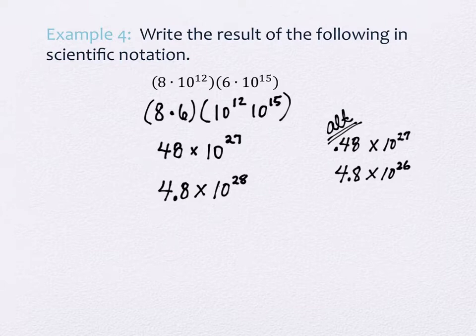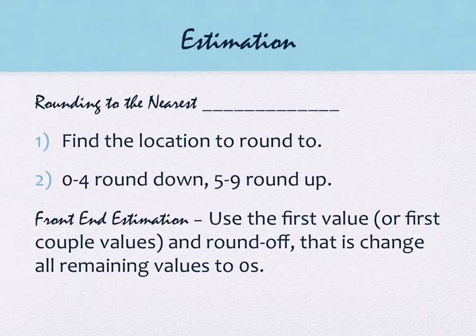All right, our last piece of information for today is we're going to talk about rounding and front-end estimation. There are lots of ways to estimate something. One of the ways to estimate is by rounding, and that's probably the one you're most familiar with. When we're rounding to the nearest blank, we find the location that we are told to round to, and then 0 to 4 rounds down. It becomes a 0 at the end. And then 5 to 9 rounds up. We increase the value at the end.